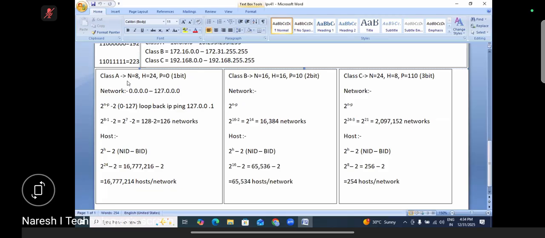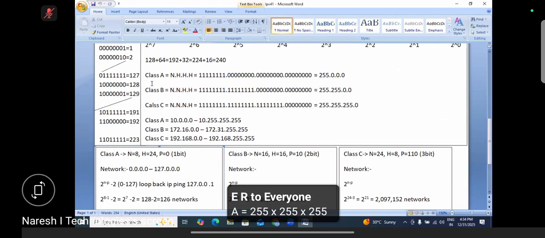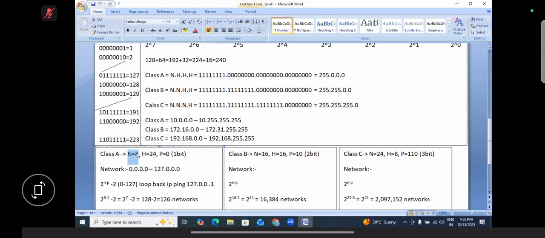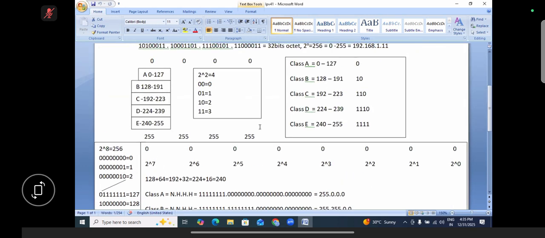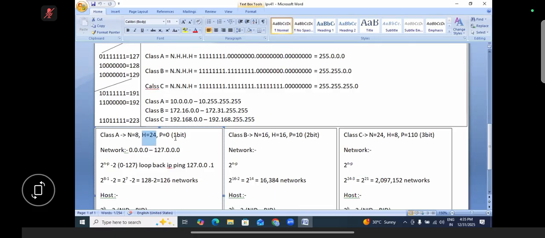Clear, guys? Coming to Class A, how many network bits will we have? 8. One network octet only, right? 8 bits. Can we write n = 8? We need a few values, then we are going to substitute those values into the formula. And then, how many host bits will we have? 3 host octets, so h = 24. How many priority bits will we have? The first bit is 0, so p = 1. P means priority bit, 1 bit. We need those values.